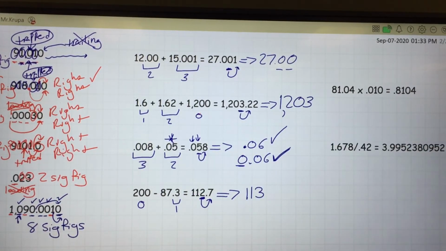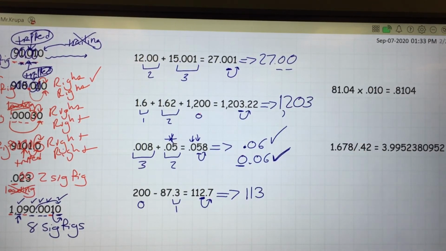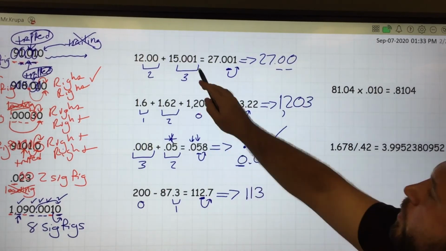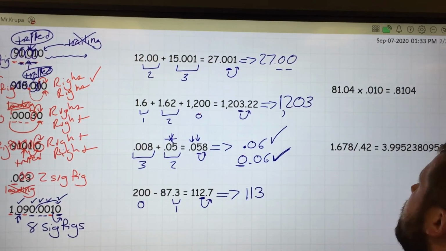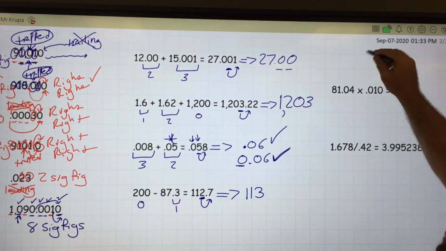And then moving on to multiplication and division. Multiplication and division have very similar rules to addition and subtraction. But in addition and subtraction, we were looking at the number of decimal places. For multiplication and division, we're looking at the total number of sig figs. Your final answer can't have more sig figs than what are in the problem.